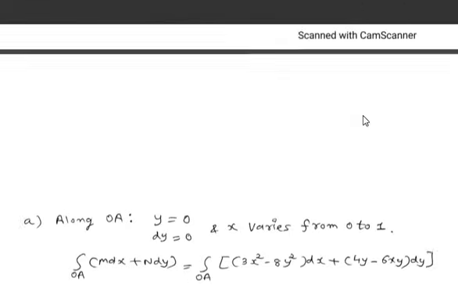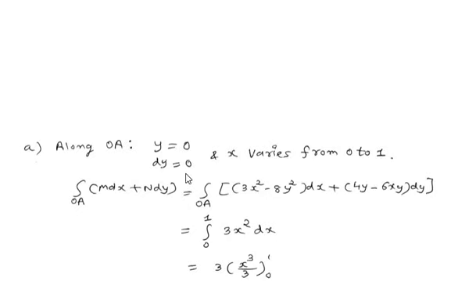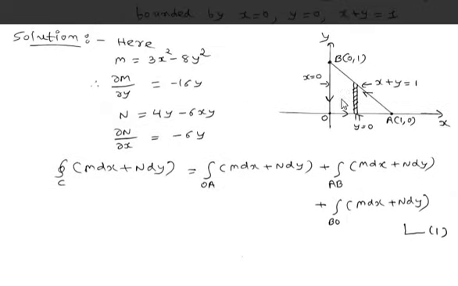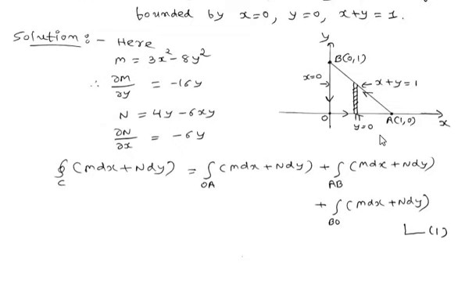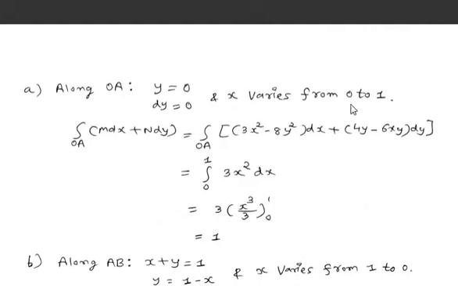So path OA is the x-axis, and x-axis means y equals 0. So we have dy equals 0, and x will vary from 0 to 1. You can see that this point is (0, 0), right? And this point is (1, 0). So y equals 0 is fixed, and x will vary from 0 to 1.